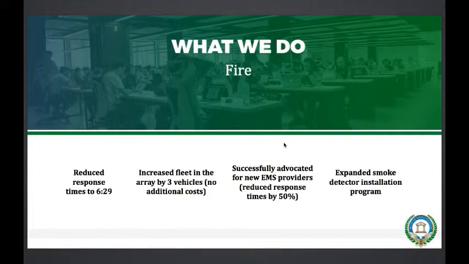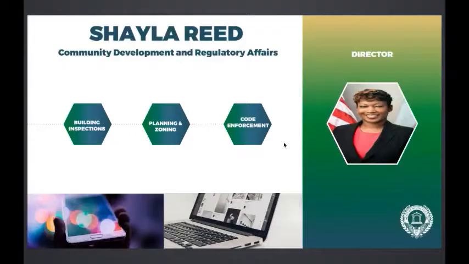We also advocated for the new EMS provider, who is Grady, which caused a reduction in our response times by 50%. And we also expanded our smoke detector installation program. With this program, we go into residences, not only install smoke detectors, but educate residents on how to appropriately and properly use those smoke detectors within their homes.